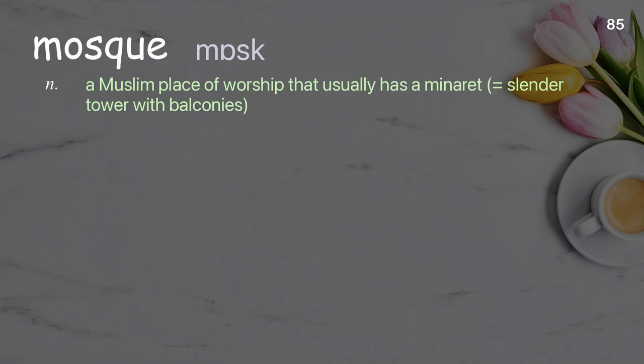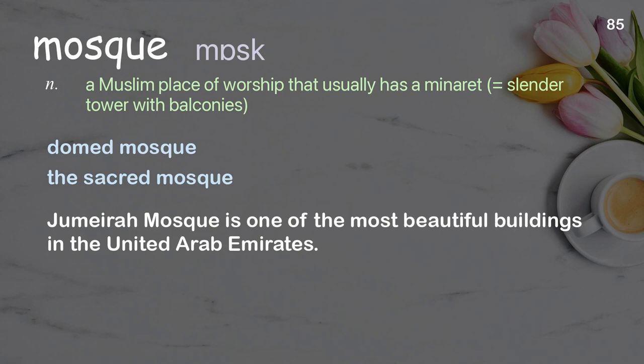Mosque: a Muslim place of worship that usually has a minaret, a slender tower with balconies. Examples: domed mosque, the sacred mosque. Jumeirah Mosque is one of the most beautiful buildings in the United Arab Emirates.